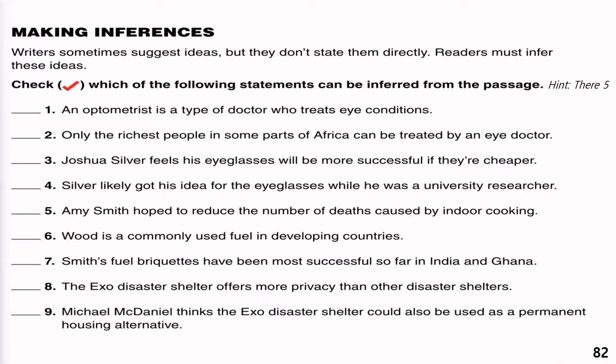Okay, and the 5 statements, the inferences are these. An optometrist is a type of doctor who treats eye conditions. Joshua Silver feels his eyeglasses will be more successful if they are cheaper. Amy Smith hoped to reduce the number of deaths caused by indoor cooking. Wood is a commonly used fuel in developing countries. And the EXO disaster shelter offers more privacy than other disaster shelters. 5 seconds, do what you need to do.